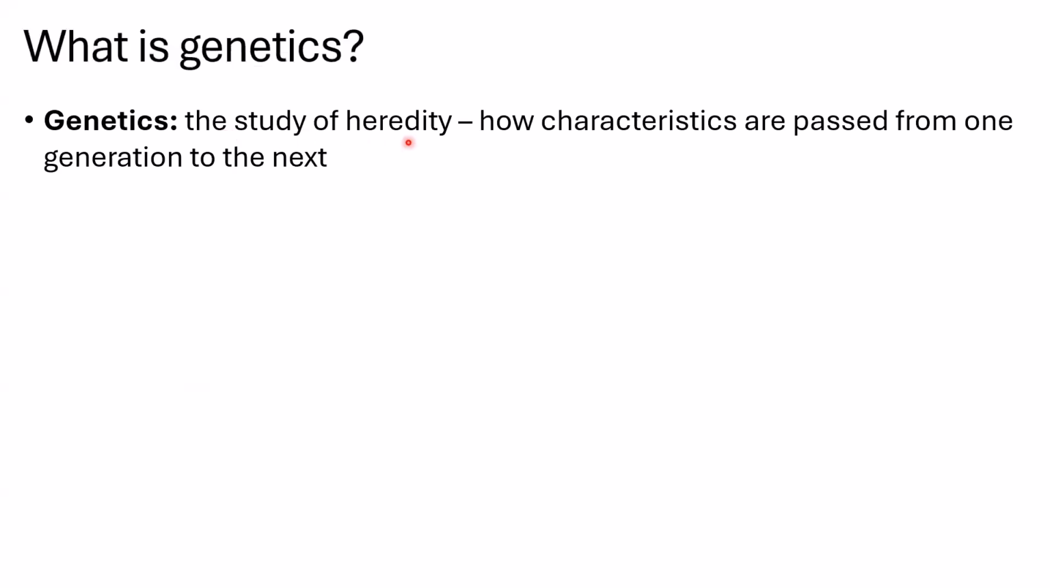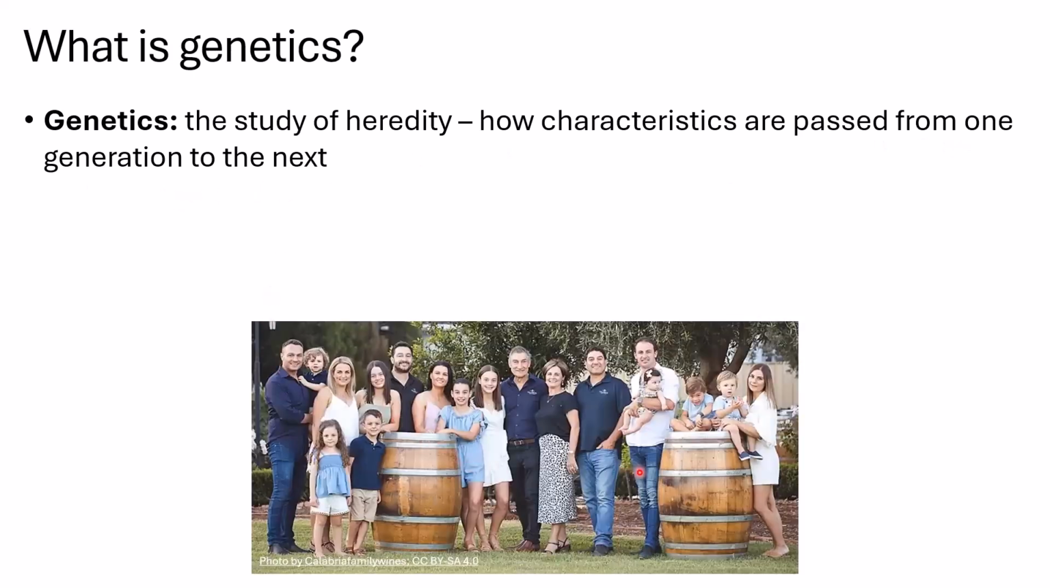What is genetics? Genetics is a study of heredity, which is how characteristics such as our hair color or eye color are passed down from one generation to the next. This image shows a family of 3 generations and how much the characteristics of the parents influences the characteristics of the children.